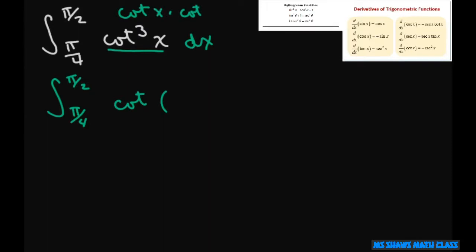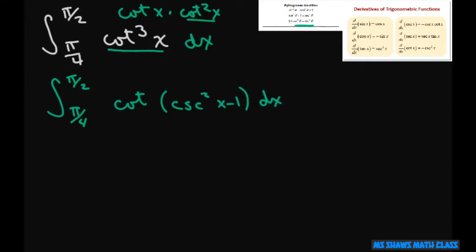I'm going to write this as the integral from pi divided by 4 to pi divided by 2, dx, of cotangent x times cotangent squared x. And cotangent squared x is just going to be cosecant squared x minus 1 dx.